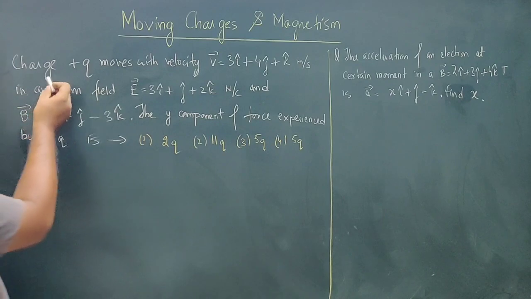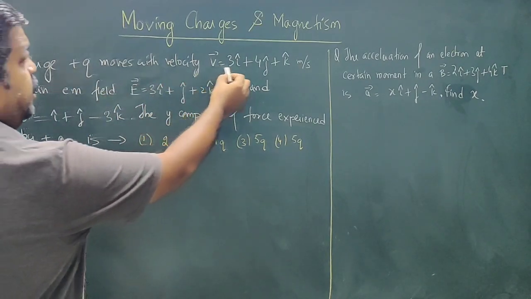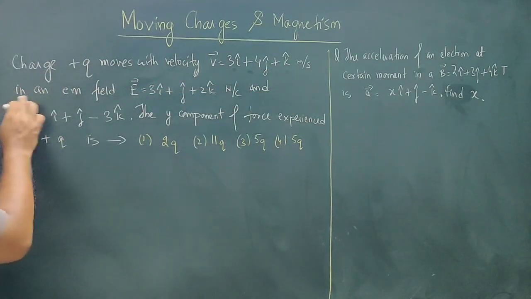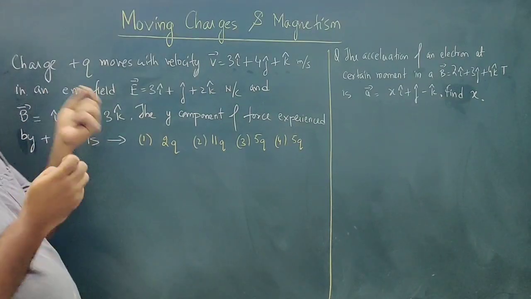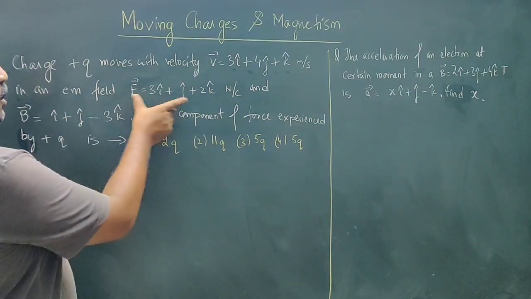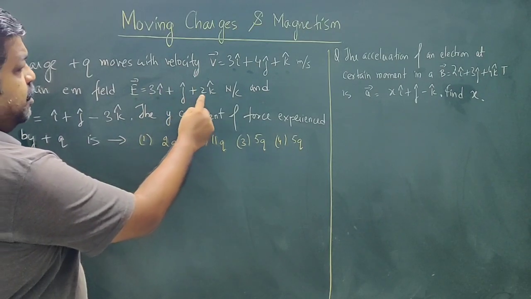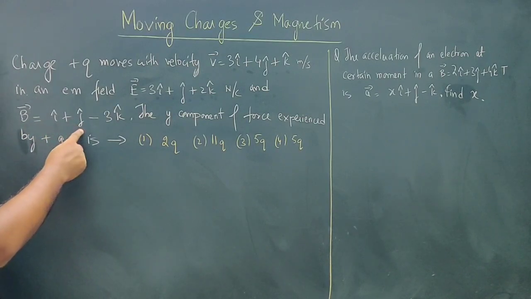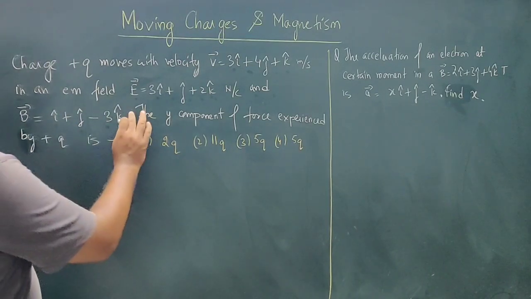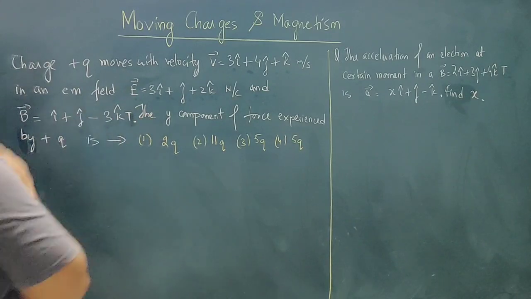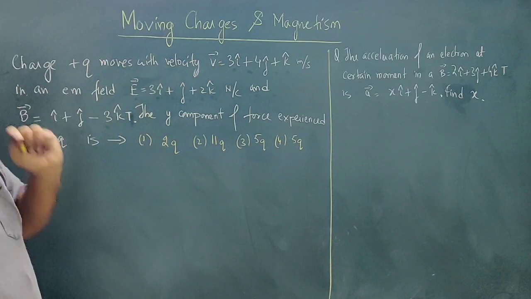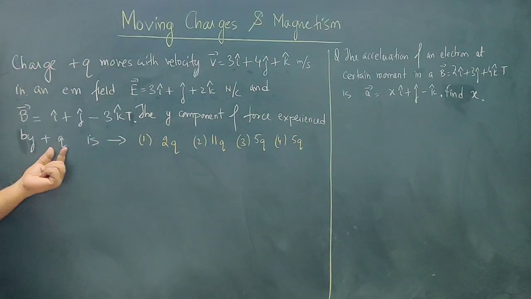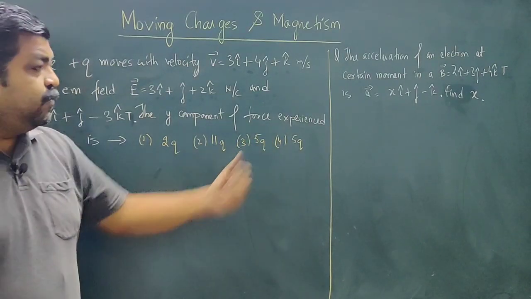The first question is, the charge plus q moves with velocity v equal to 3i cap plus 4j cap plus k cap meter per second in an electromagnetic field, that is a field having electric field and magnetic field. Value of electric field is given, E equal to 3i cap plus j cap plus 2k cap Newton per Coulomb, and this is the magnetic field, B is equal to i cap plus j cap minus 3k cap Tesla. Magnetic field unit is Tesla. So electric field and magnetic field is given, velocity is given, charge is plus q. The y component of the force experienced by the charge is. So these are the four options.